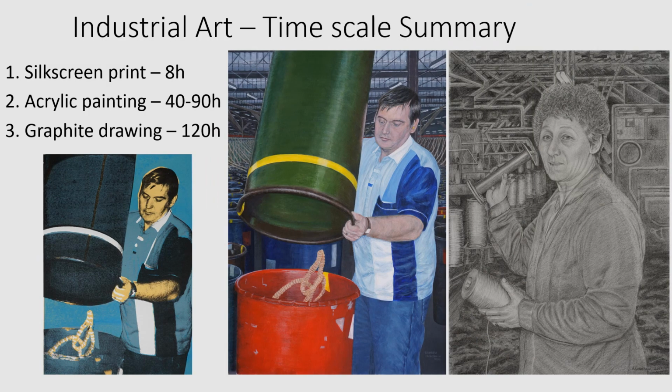So to summarize the time scale involved here, it took me 8 hours to do a silkscreen print, which I was happy with. The acrylic painting took between 40 and 90 hours, and I was then happy with that. The graphite drawing took much longer. So that was really quite interesting to discover.